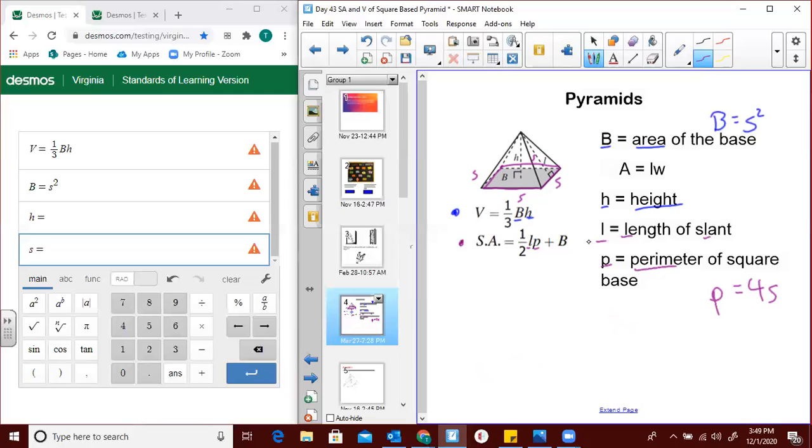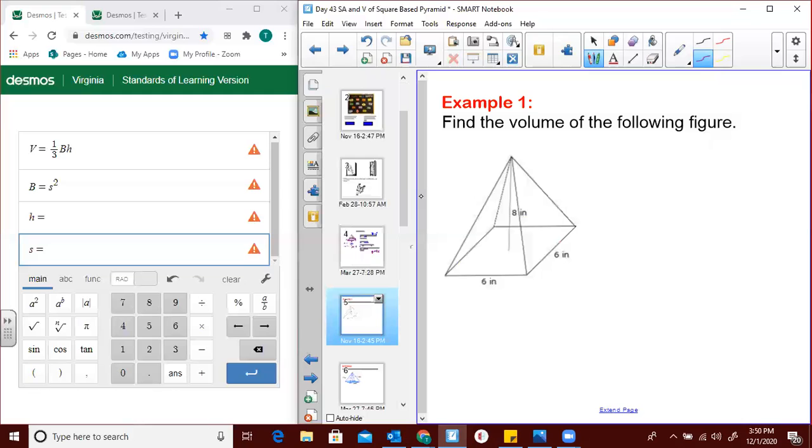Again, we have big B, which is the same up here, and that doesn't change. So B is going to equal s squared. If you notice, in a sense we took away the big B area of the base variable and the small p perimeter of the square base variable, and we're going to replace them with this s. You guys will see that here in a little while. So let's just jump right into it.